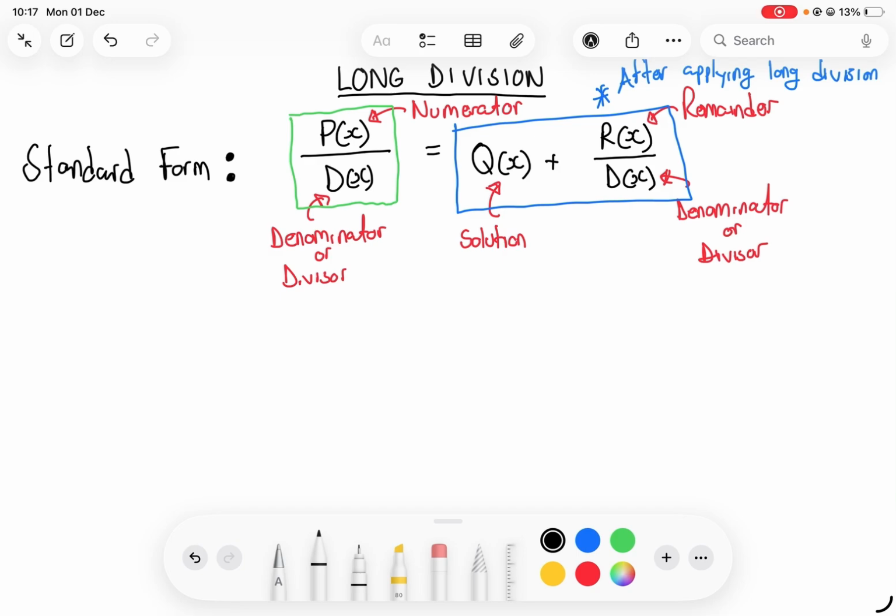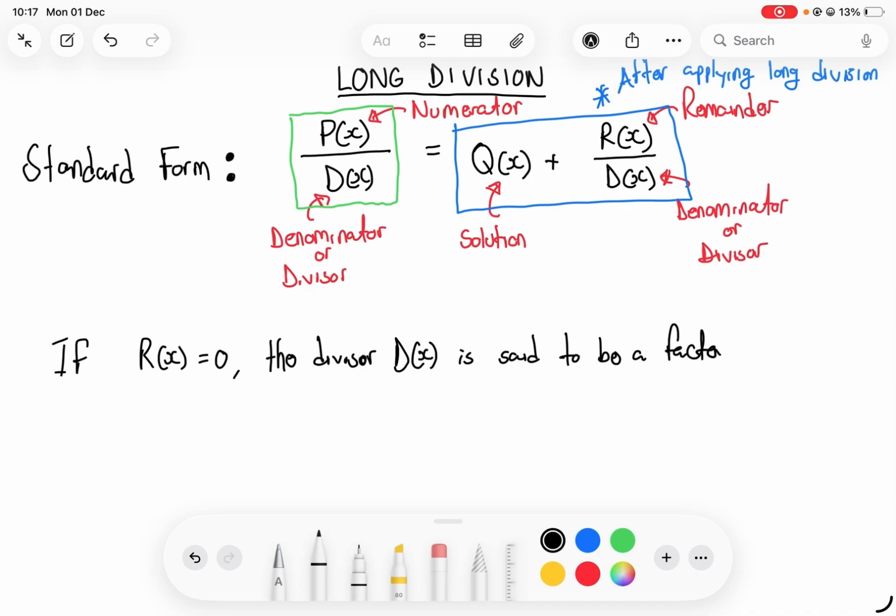Another thing I need to mention is that if r of x is equal to 0, the divisor, which is d of x, is said to be a factor of p of x, which is your numerator. So what do I mean by this? Let's put it into practice.